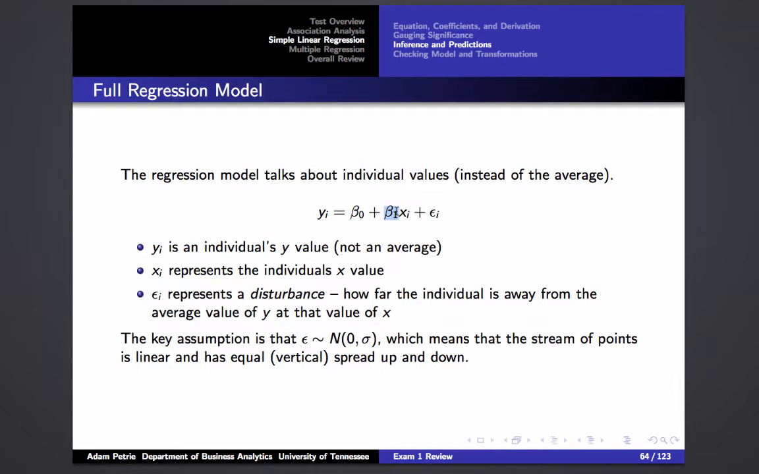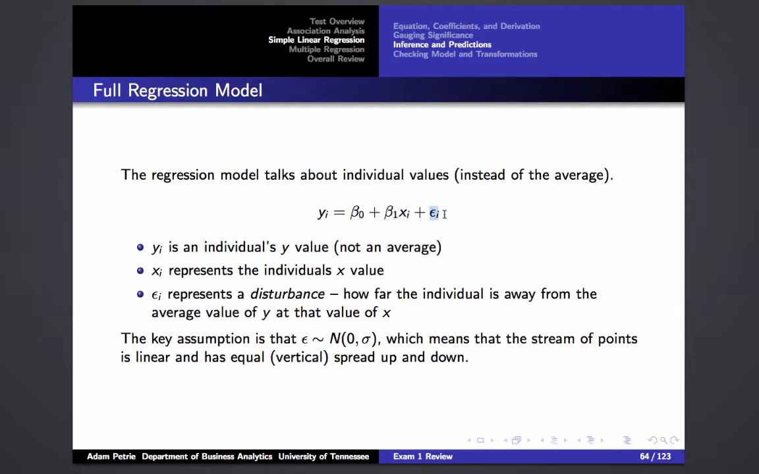Well, to make that sort of inference, we actually need to develop the full regression model. We need to say something about how individual values of y are related to x. So here's our full regression model that says an individual's value of y is just beta 0 plus beta 1 times xi. This component right here is just the average value of y, plus a disturbance.